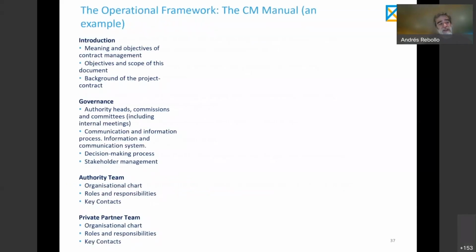Okay, here you have an example of a structure of contents of one real manual that we did some years ago. It was for a transportation ticketing system of a city. So we had an introduction, objectives of contract management, background of the project, very important. Then a section about governance, which are the authority heads, the committees that we want to have, how communications are going to be handled and the decision-making process. Then a section for the authority team with an organizational chart, roles and responsibilities of the team of the authority, key contact points, and the private partner team, the same: an organizational chart, roles, responsibilities, key contacts, I mean the name, the telephone number of the people.